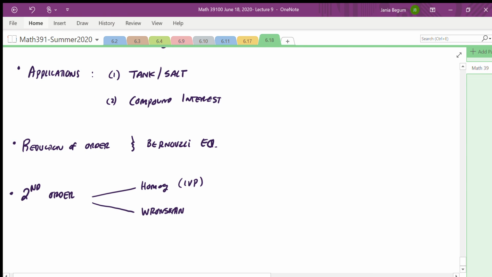And then the last thing we had was reduction of order. So this one, if y1 is given, compute y2. So that's the second reduction of order we used for this section 3.4.